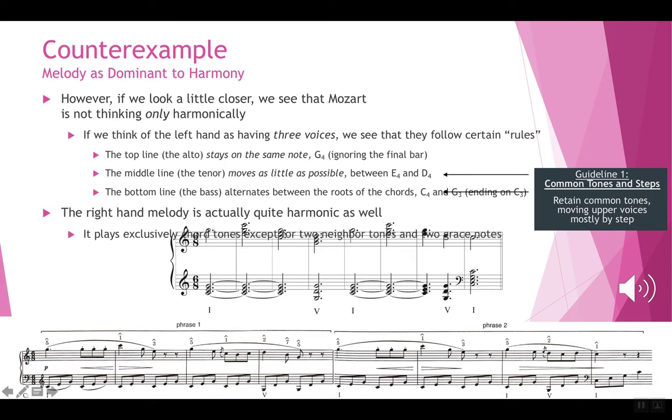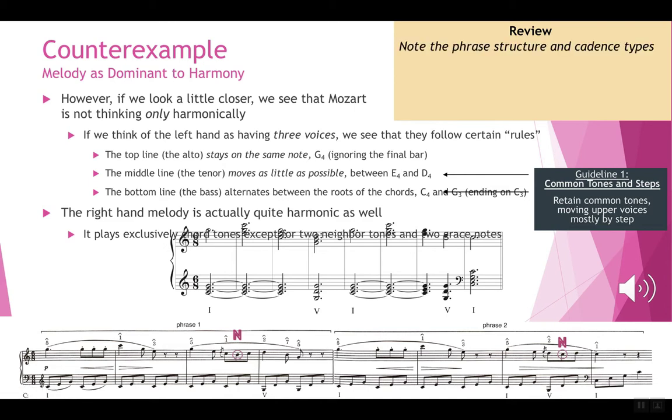The melody plays exclusively chord tones, except for two neighbor tones and two grace notes. And I believe we get to see those here in the melody. That's the grace note. C, B, C. Since C is a chord tone, C, E, G, C, C, B, C. So that B is a neighbor tone. It's a non-chord tone, and what is it? It moves away from the C and then back again. And there's another one again here. D, C, D, D is a chord tone. G, D, G. D, C, D. So the C is a non-chord tone, and what kind? It's a neighbor tone.